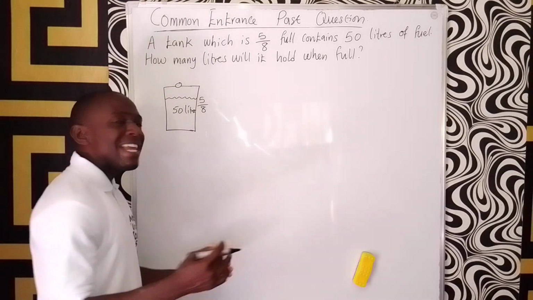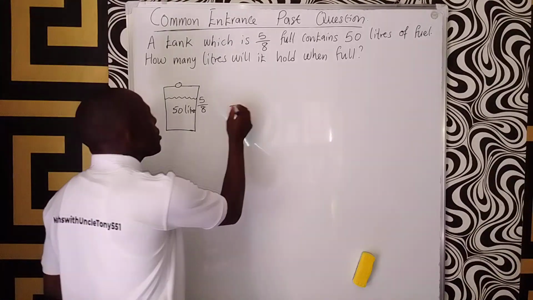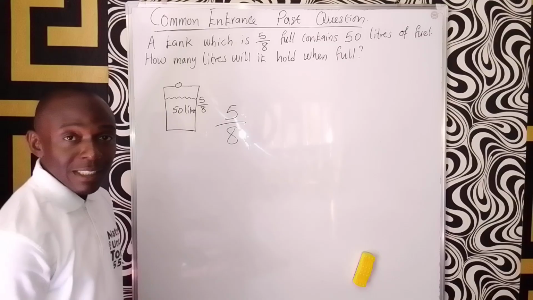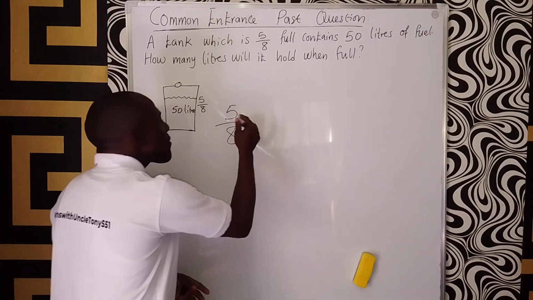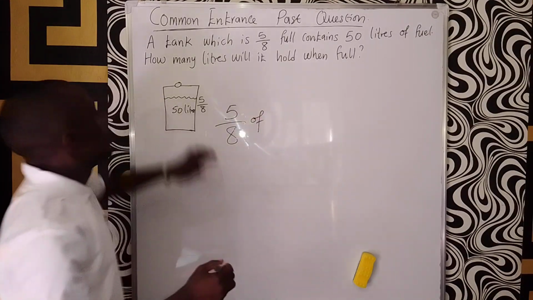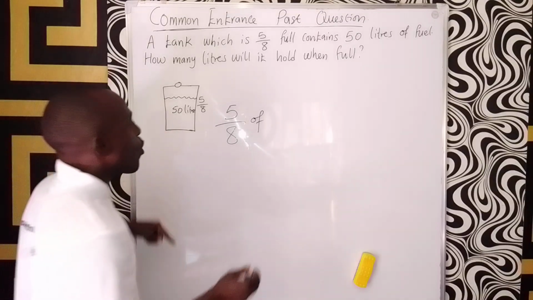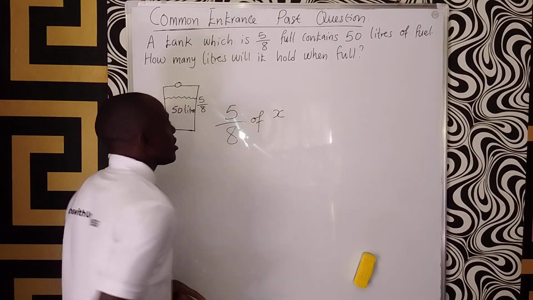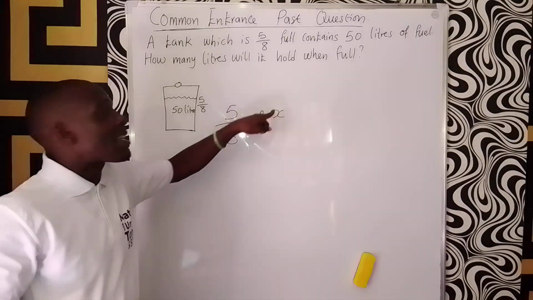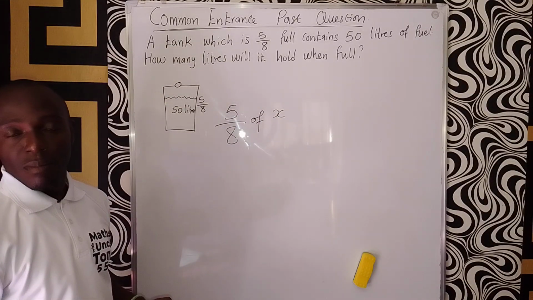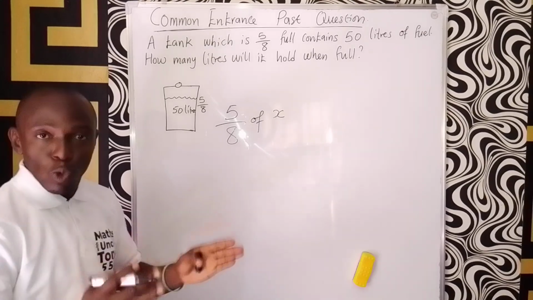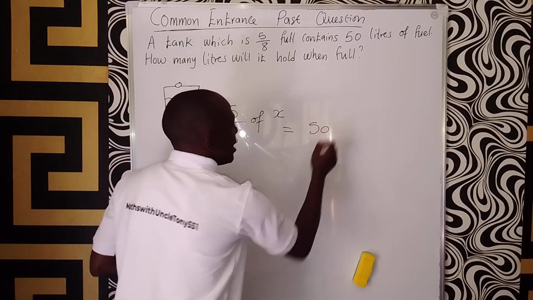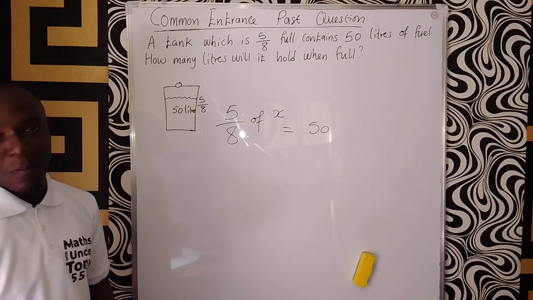Now, how do you relate a fraction with a whole number? The question says 5/8 full of fuel is 50. So we say 5/8 of the total quantity now is what? 1/1. When something is full, it is 1/1. So let's represent it as x because we don't know the quantity. 5/8 of x. X is the total quantity of fuel that the tank is supposed to hold. But this 5/8 is equals to 50 liters. That's how to interpret the question.